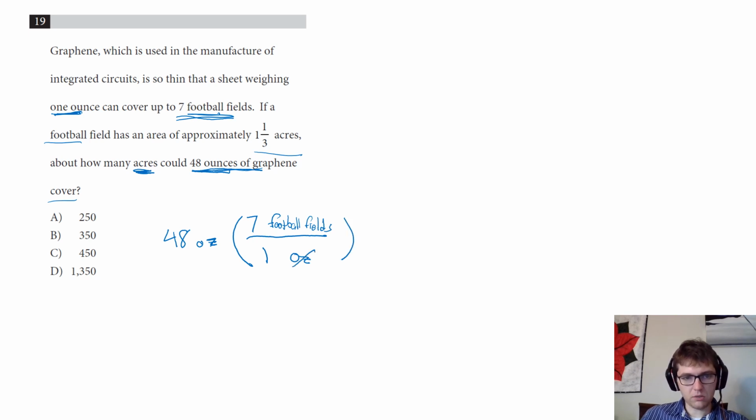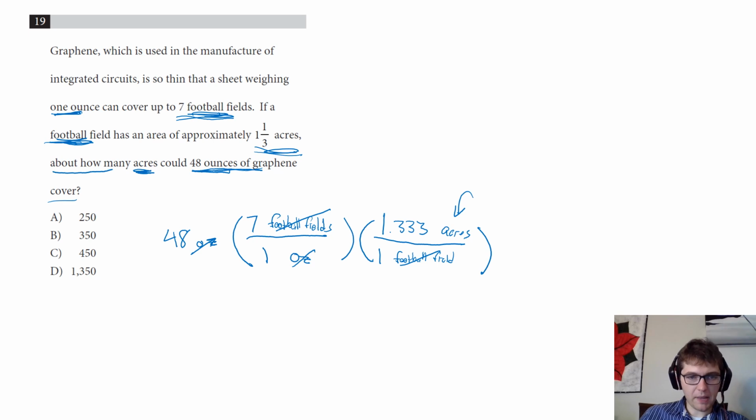Right? So ounces cancel. We now need to convert football fields to acres. So we have 1 football field is equal to 1 1/3 acres. So we need to put football fields in the denominator now. 1 football field over that is equal to 1 1/3 acres. So 1.333 acres, just makes it easier to put in your calculator. So cross out football fields. We now have units of acres, about how many acres is what they're asking for in the problem. So you're good to go.